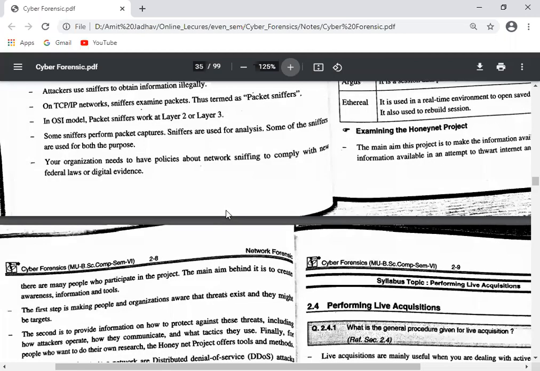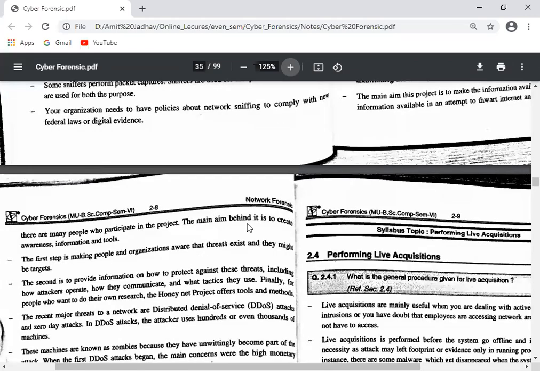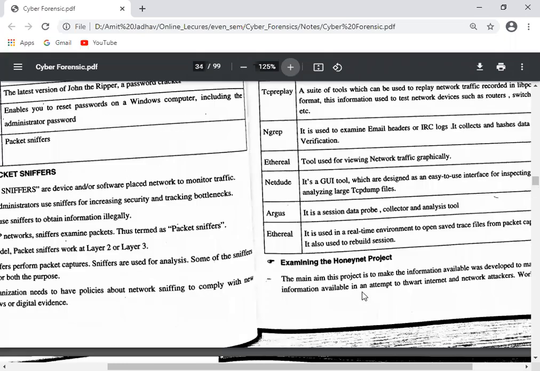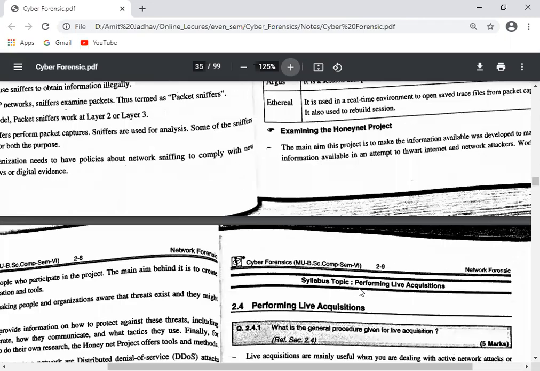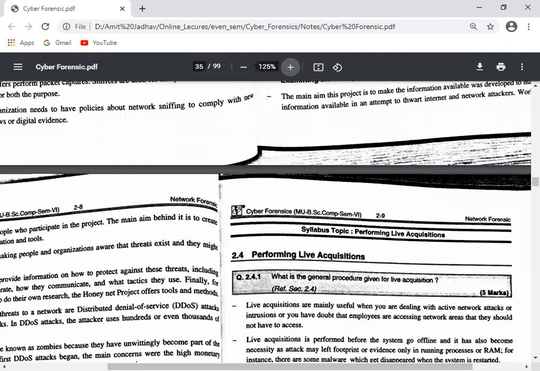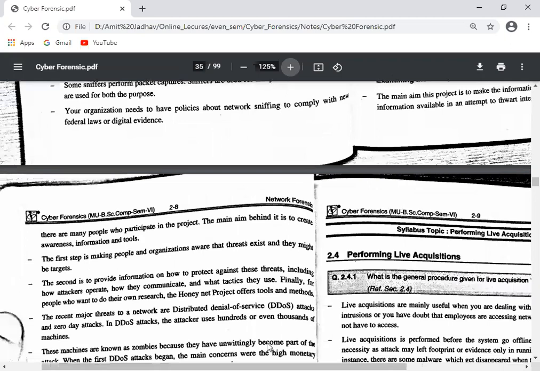There are many people who participate in the project. The main aim behind it is to create awareness about information and tools. The HoneyNet project is specially designed for network forensics. Here we can get all the information regarding network forensics, like what tools we use. We get awareness about network forensics and all the detailed information regarding the same.